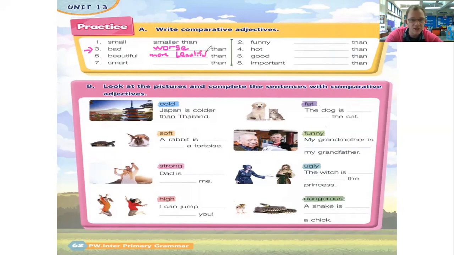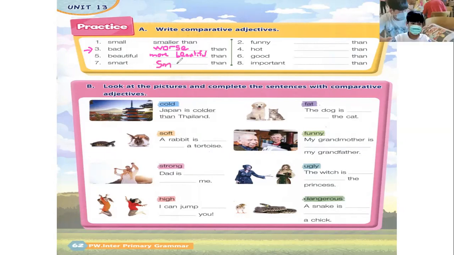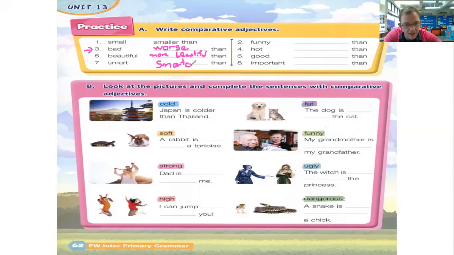Okay, the next one is smart. Smart, 1 syllable. What would the comparative be there? Smarter, by just adding an ER. Adding an ER at the end.